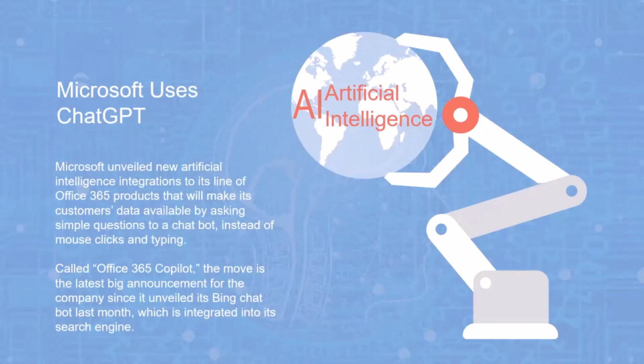Microsoft uses ChatGPT. Microsoft unveiled new artificial intelligence integrations to its line of Office 365 products that will make its customers' data available by asking simple questions to a chatbot instead of mouse clicks and typing. Called Office 365 Copilot, the move is the latest big announcement for the company since it unveiled its Bing chatbot last month, which is integrated into its search engine.